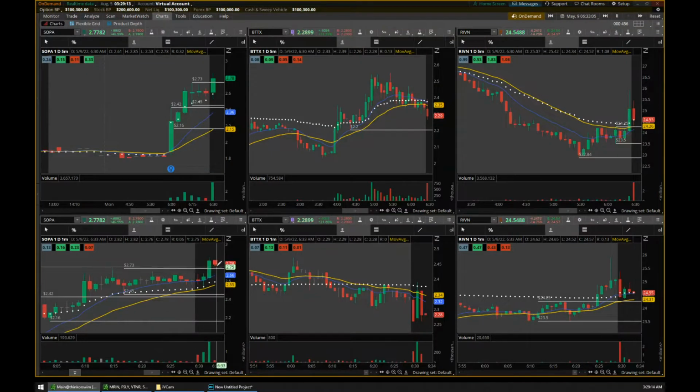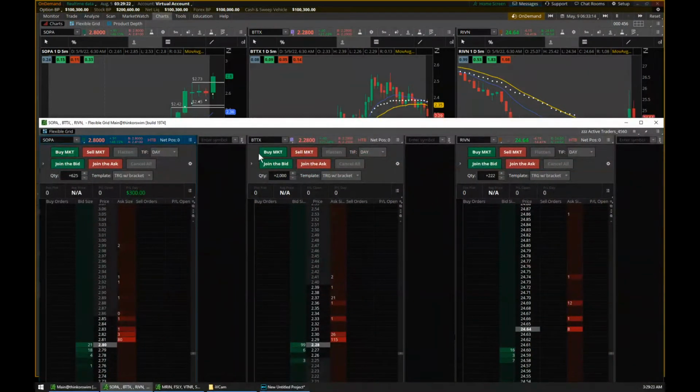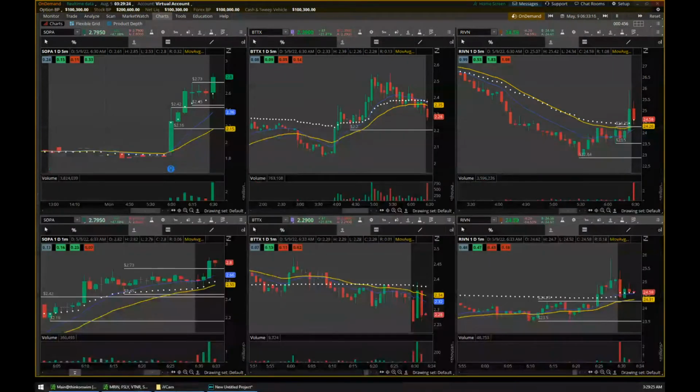You see how that candle's pulling back on the close. Now a good entry would probably be right in there. It's coming off of this. I could try to re-enter, but here's where I'm at so far on the day. $300 on SOPA.